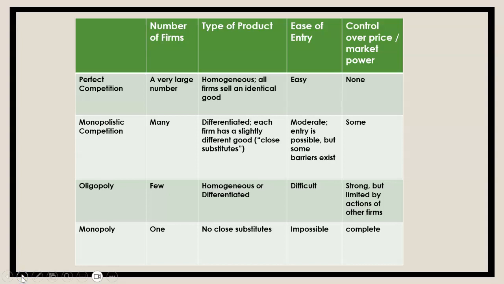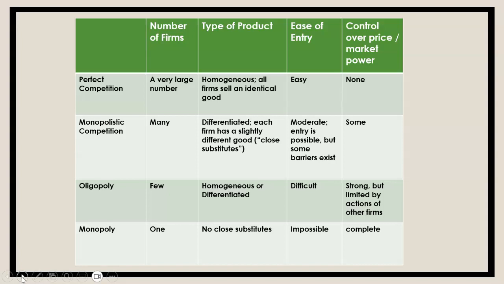Our four market structures are perfect competition, monopolistic competition, oligopoly, and monopoly. And there's four characteristics that differentiate between these structures. Actually, the first three characteristics determine the fourth, which is our friend control over price or market power. The first three characteristics are the number of firms in the market. The second is the type of product. And the third is the ease of entry into that market.